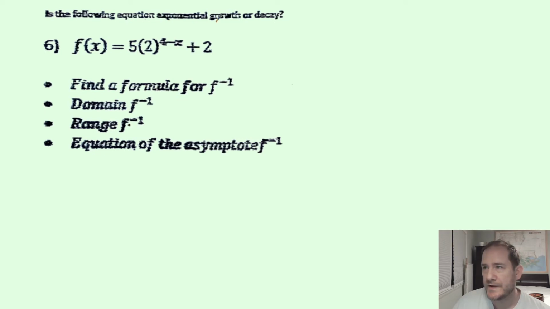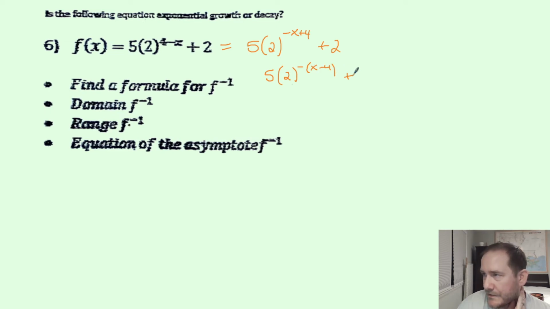Is the following equation exponential growth or decay? Well, we talked about that. I do see a negative on x. I mean, this thing is horrible. Maybe you can't even read it. But it's 5, 2. I would flip-flop these terms so that I have negative x plus 4 plus 2. Then I'd be sure to factor the negative out before I did anything crazy. So it's negative x minus 4 plus 2.